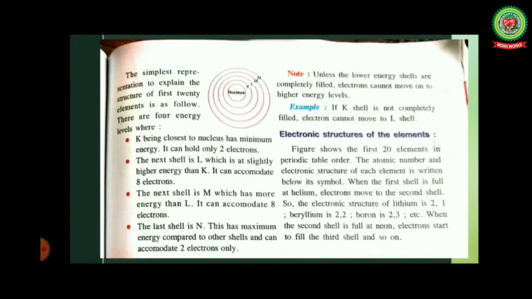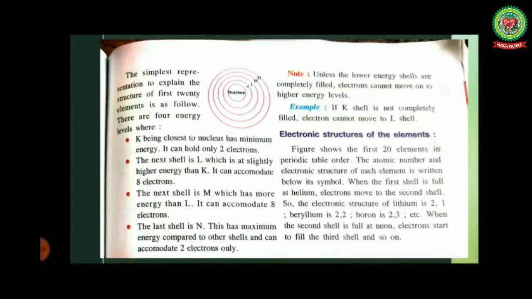The next shell is L, which is at slightly higher energy than K. It can hold 8 electrons. The next shell is M shell, which has more energy than L. It can accommodate 8 electrons. The last shell is N shell. This has maximum energy compared to other shells and can accommodate 2 electrons when we are talking about the first 20 elements. Else the order is different, which we will be studying in senior classes.